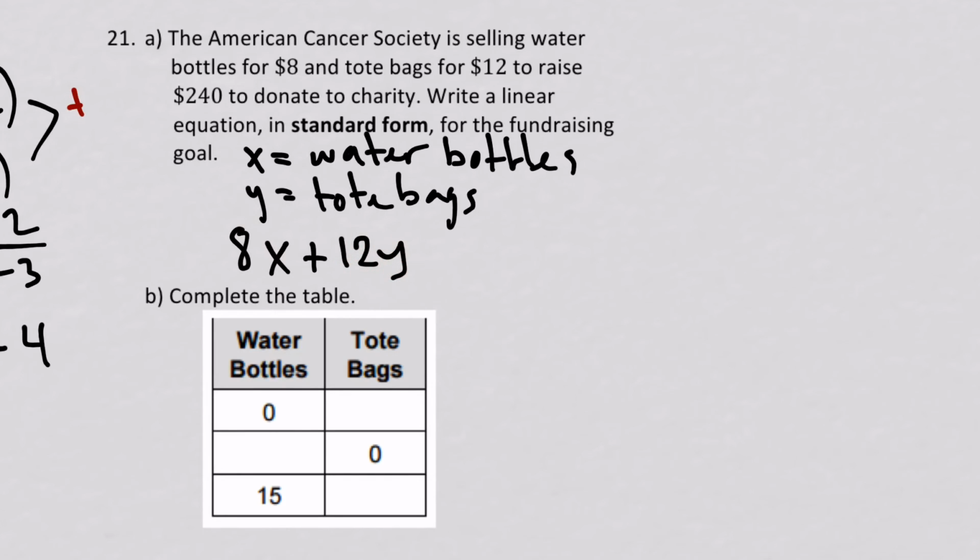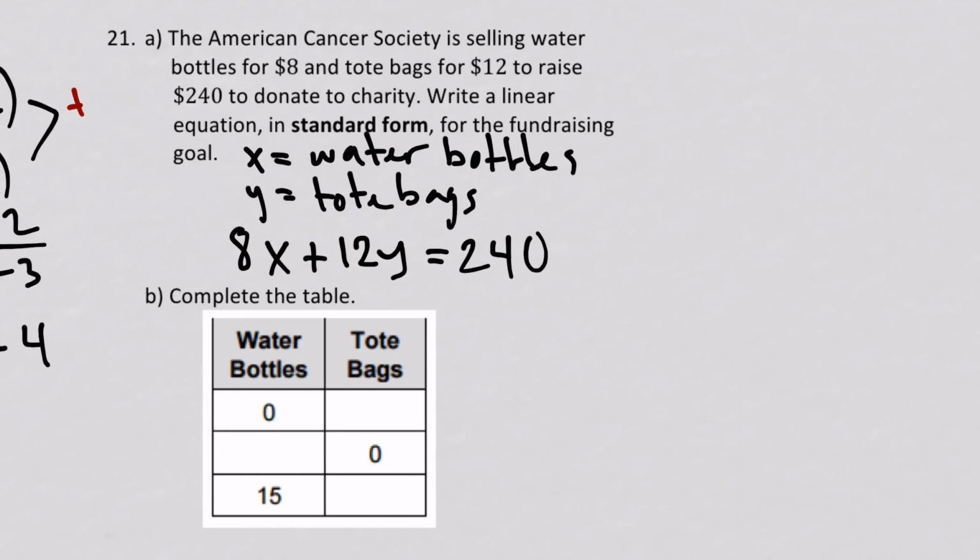The goal to raise is 240. So if I add this plus this, I should get 240. Okay? 8x plus 12y is equal to 240. We could also make an inequality of this. Although the instructions say an equation, if you want to raise 240, once you raise 240, are you going to stop selling? I would say no, right? You want to raise at least 240 and go above that.